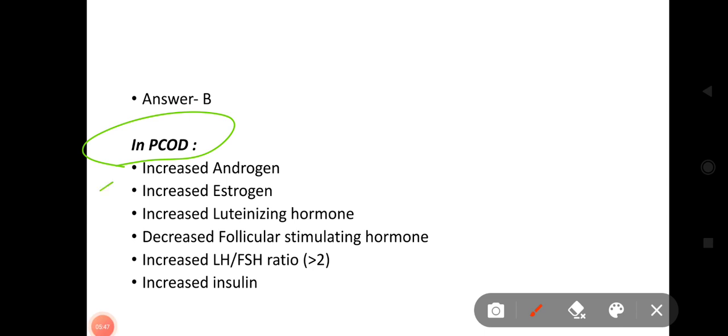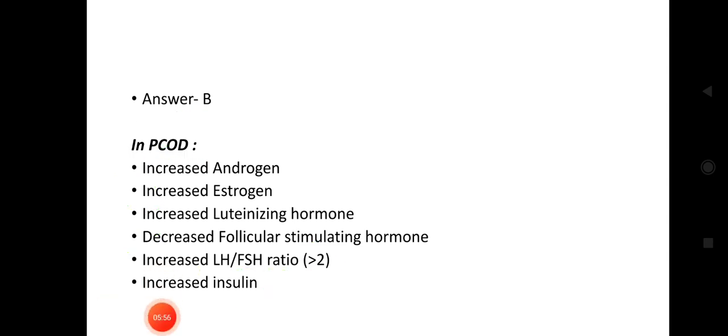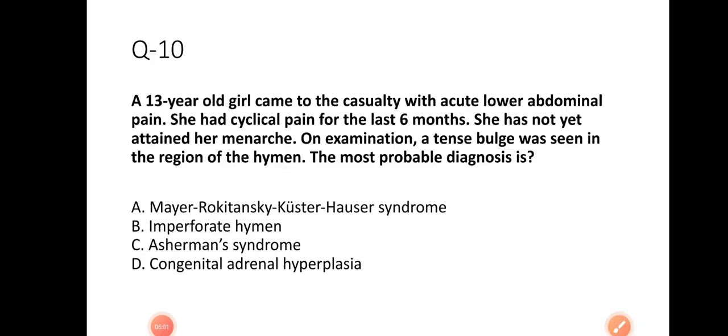In PCOD what happens? Increase androgen, increase estrogen, increase LH, decreased FSH, and increase LH-FSH ratio is more than 2, and increase insulin. So remember these questions have been asked many times from this topic.